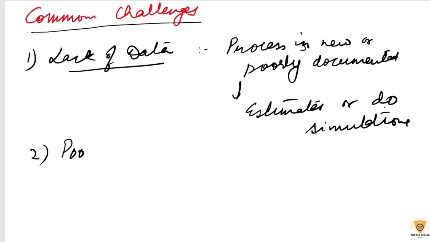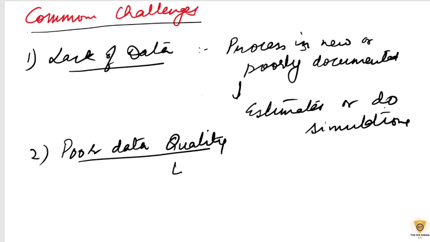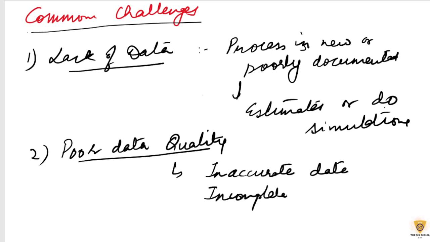Second one being poor data quality. अगर डेटा अवेलेबल है बट इनएक्यूरेट है, right, और इनकम्प्लीट है या बायसनेस है डेटा में, so that's poor data quality. So this is another challenge that we face in this phase, that is the measure phase.